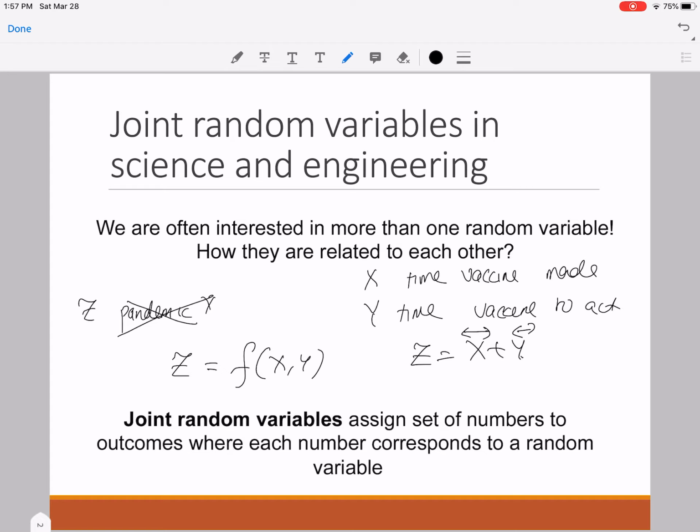So if I have probability density functions or some probability models that can explain the joint behavior of x and y, then I can model z. So that gives rise to this new concept in ECPE 127, which is joint random variables. Just like a single random variable assigns a number to the outcomes in the sample space, joint random variables are going to assign a set of numbers to the outcomes in the sample space, where each component of this set is going to be a number for a particular random variable.